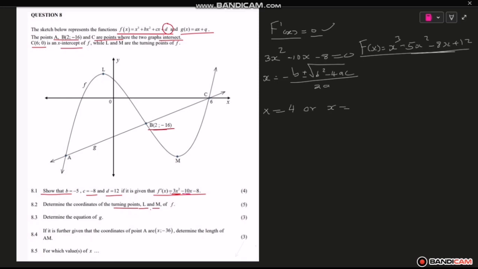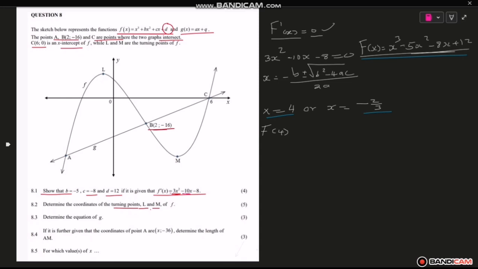So x equals 4, or x equals negative 2 over 3. Then you're going to take these x values and substitute them on the graph of f, the original graph. Then it will be f of 4. Let me just change the color. f of 4 equals, where there's x you substitute 4 so that you can find the corresponding y value of the stationary point. I hope it makes sense.